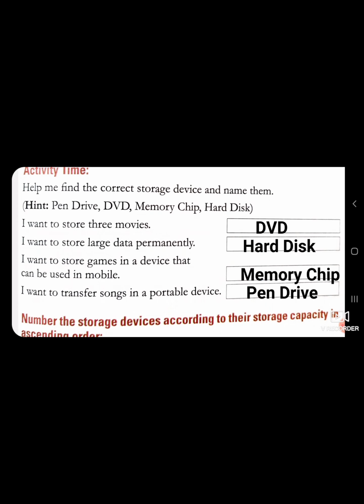If we want to play games in a device, so we can put memory chip in our mobile phone. Simple. And memory chip is also known as memory card. So don't get confused in this. Number 4. I want to transfer songs in a portable device. So now what is a portable device? It is a pen drive. So if you want to transfer your songs, you can transfer it in pen drive also. So write down pen drive as it is a portable device. Okay.